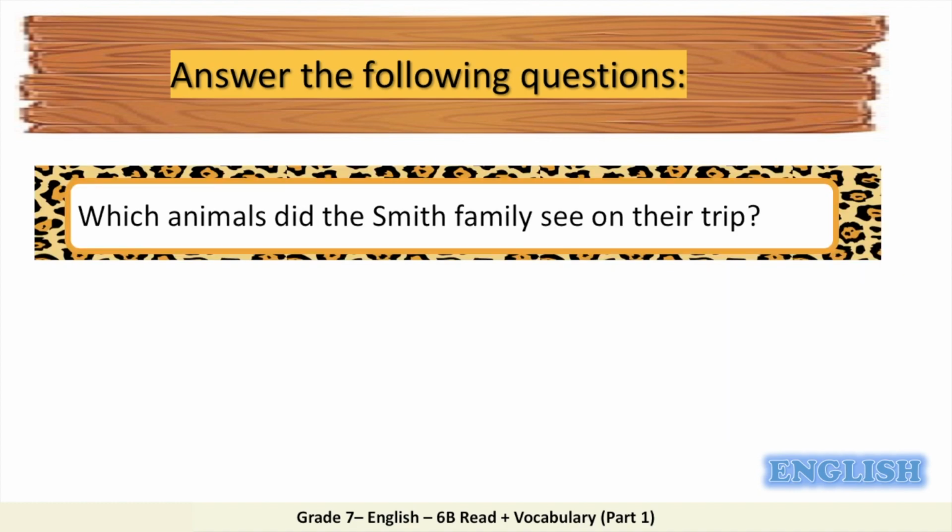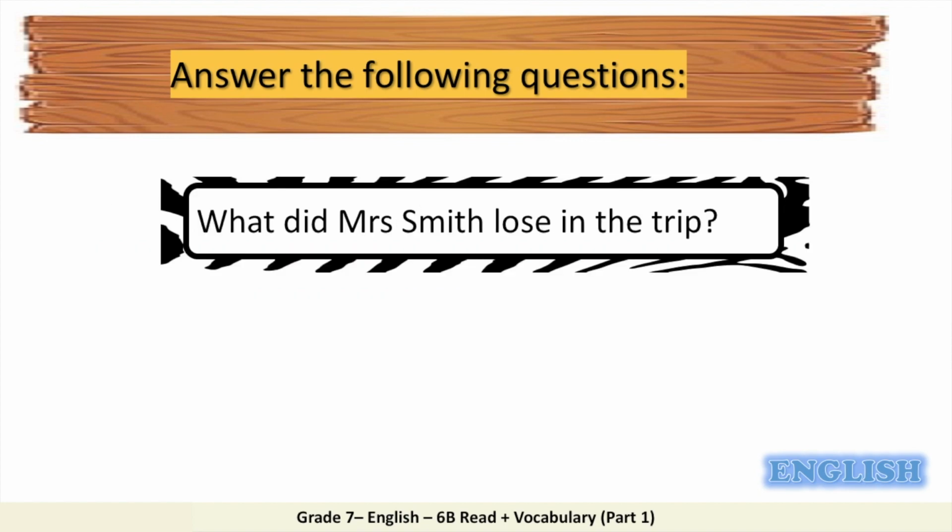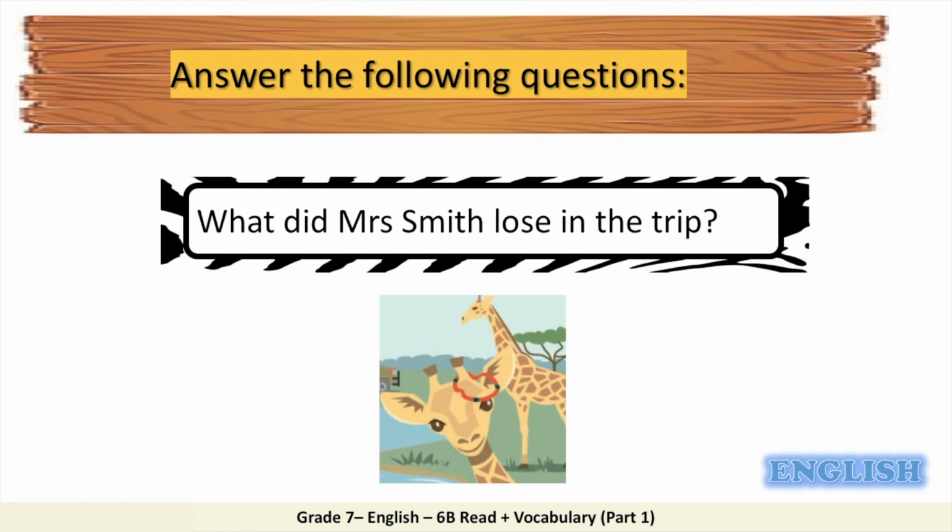Next question. Which animals did the Smith family see on their trip? You are right, they saw zebras and giraffes. Finally, what did Mrs. Smith lose in the trip? At the end of the text, Mrs. Smith lost something precious to her. What was it again? Very good, you are correct. Mrs. Smith lost her necklace and the baby giraffe finally got it.